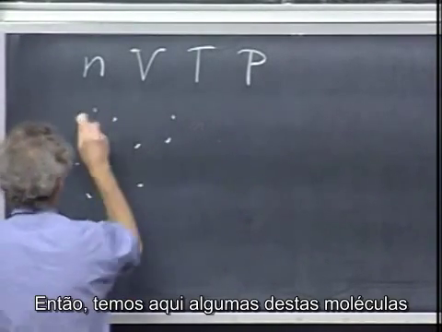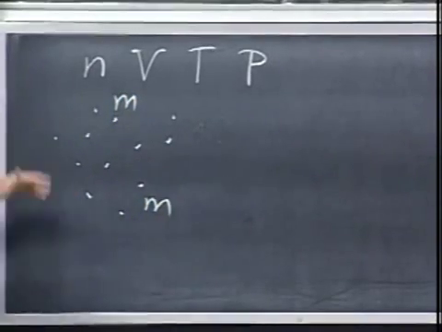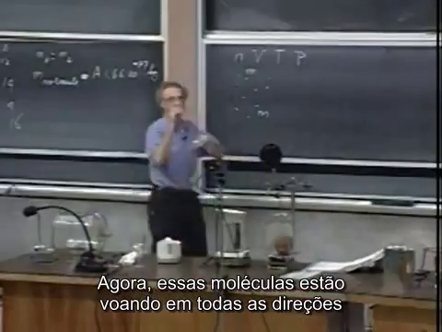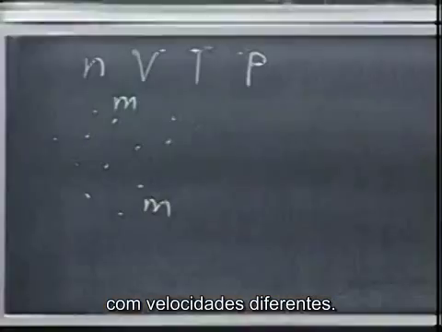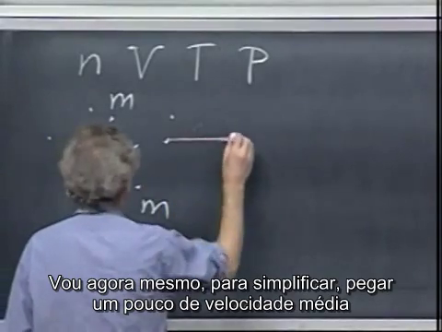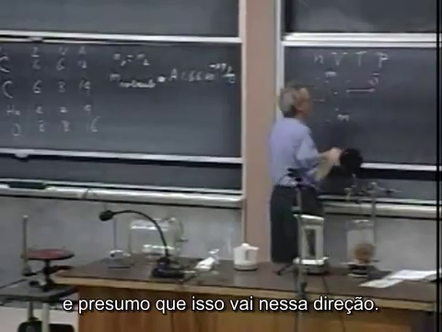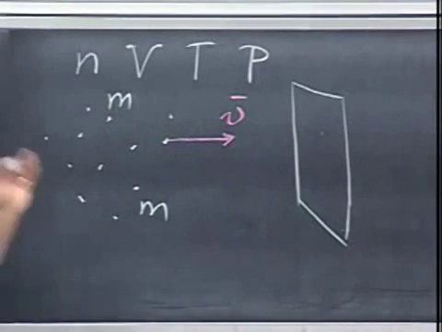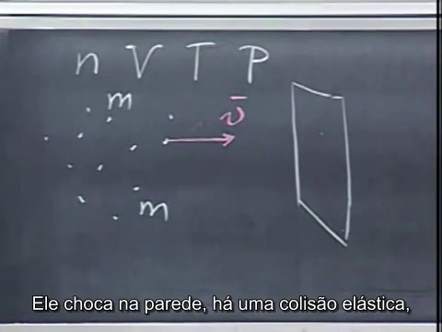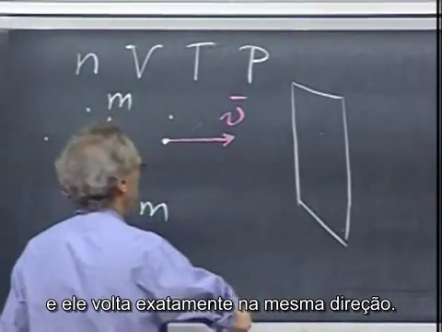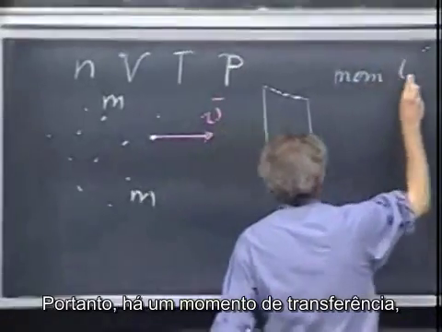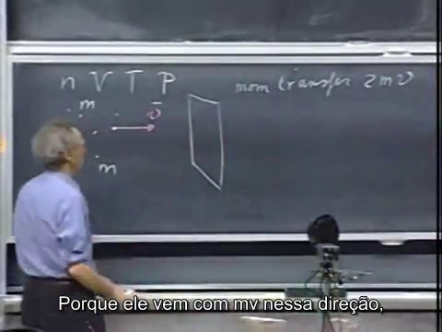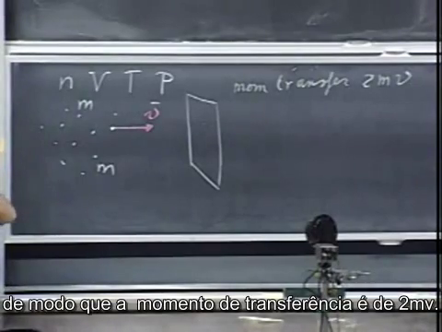So here we have some of these molecules, and the number density is the same, because the number of atoms is the same, and the volume is the same. Now, these molecules are flying in all directions with different speeds. I will just now, for simplicity, take some average speed, and I assume this is going in this direction. It's heading for the wall of the container, this area. It hits the wall, there's an elastic collision, and it comes back in exactly the same direction. So there is momentum transfer, and the momentum transfer for one collision is 2mv, because it comes in with mv in this direction, it comes back with mv in that direction, so the momentum transfer is 2mv.